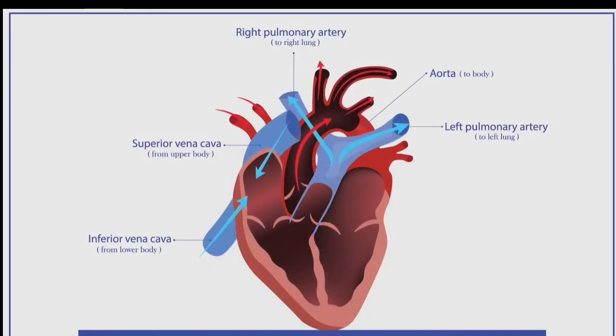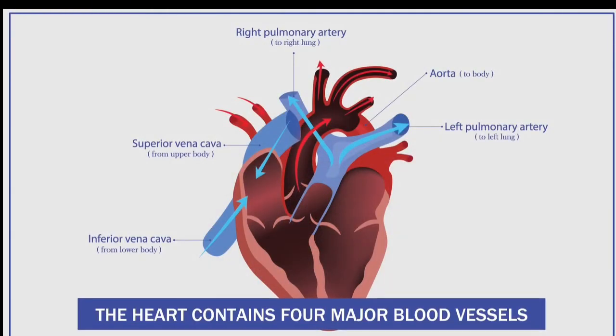The heart also contains 4 major blood vessels that supply the heart with deoxygenated and oxygenated blood. These are the pulmonary artery, the aorta, the superior vena cava, and the inferior vena cava.